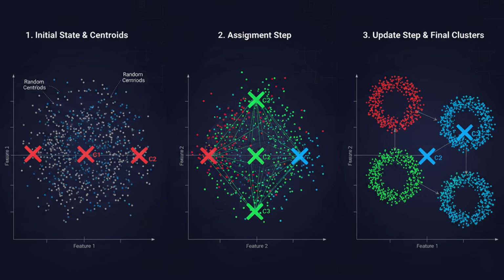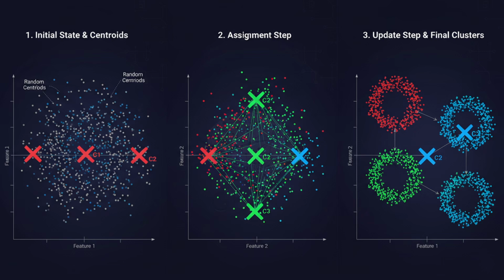Assign to the nearest center. Step 3: the algorithm recalculates the position of the centroid for each cluster. It does this by taking the mean, the average position, of all the points currently assigned to that cluster. So the center moves to the middle of its assigned points. Exactly.